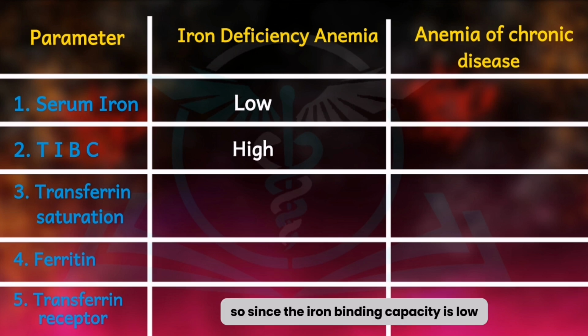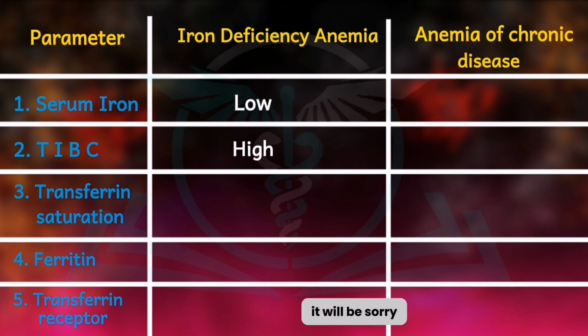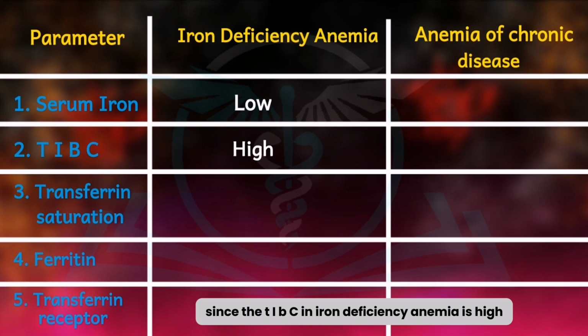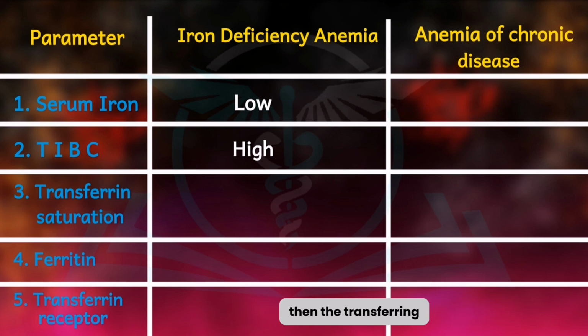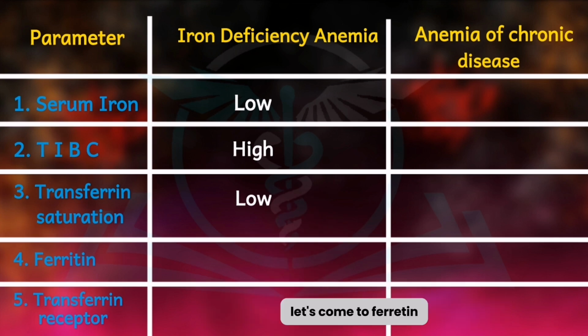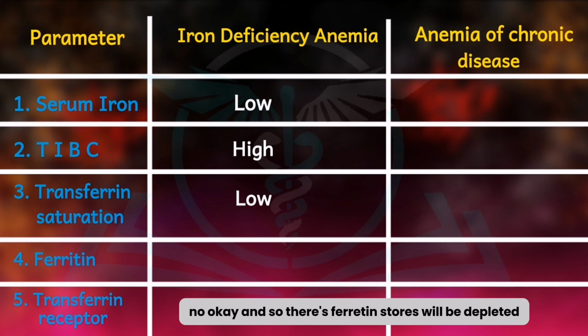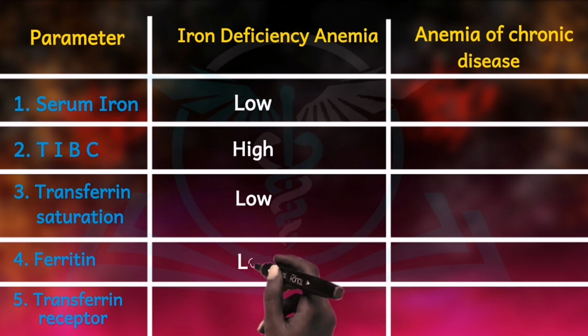So since the iron binding capacity is high, what do you think the transferrin saturation will be? Since the TIBC in iron deficiency anemia is high, then the transferrin saturation will be low because there is no iron for the transferrin to bind to in the first place. Let's come to ferritin. Ferritin is a storage form of iron. Entirely, there is no iron in the body. Do you think the body would like to store iron when the bone marrow needs iron? No. And so the ferritin stores will be depleted.